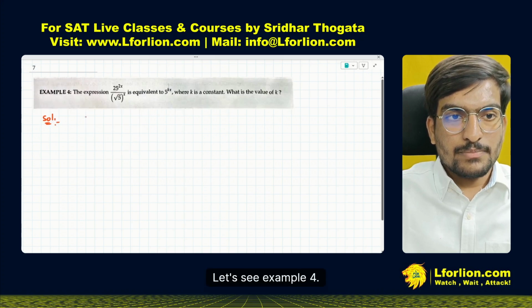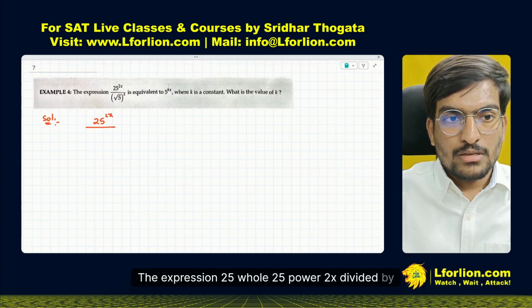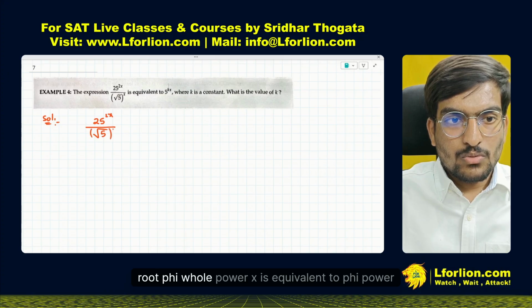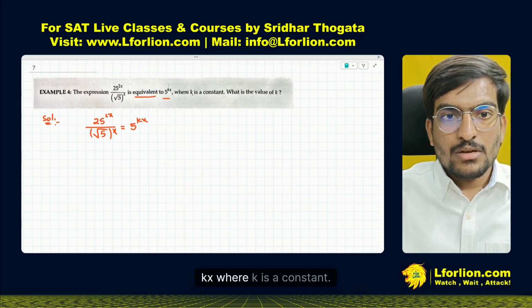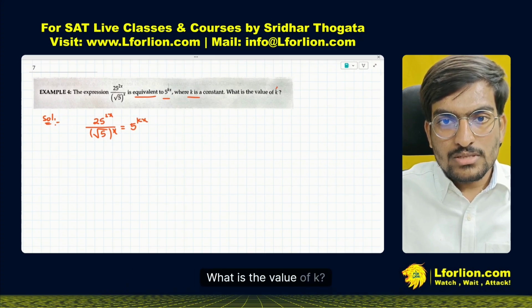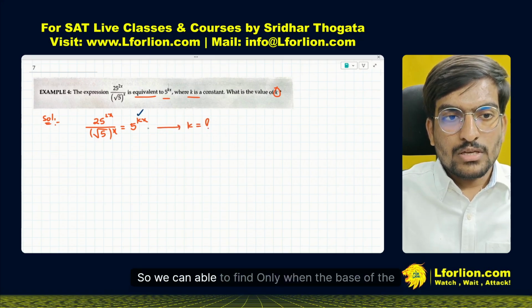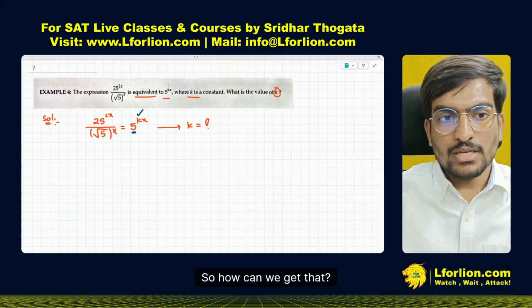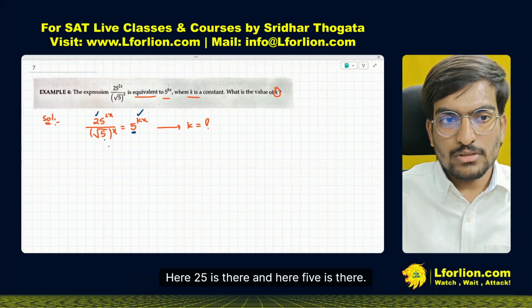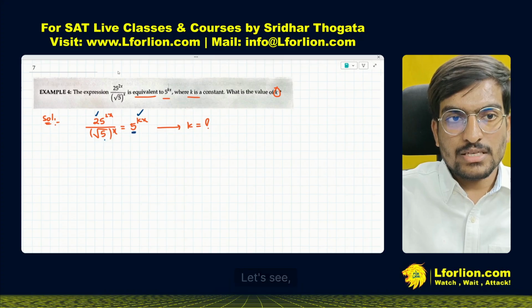Let's see example 4. The expression 25 power 2x divided by root 5 whole power x is equivalent to 5 power kx, where k is a constant. What is the value of k? So we need to find the value of k. We can find it only when the base of the RHS and the base of the LHS are the same. So how can we get that? Here 25 is there and here 5 is there. So we try to get both in terms of 5. Let's try to solve.